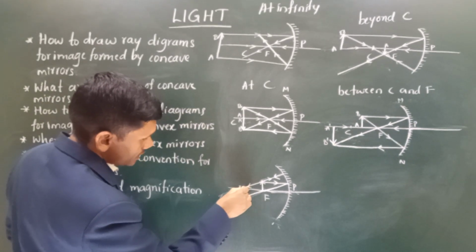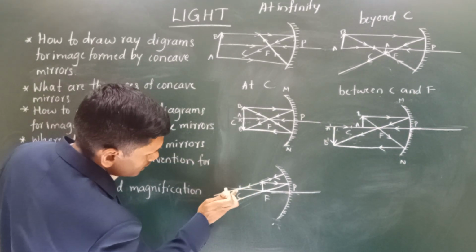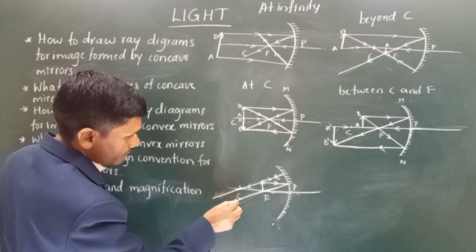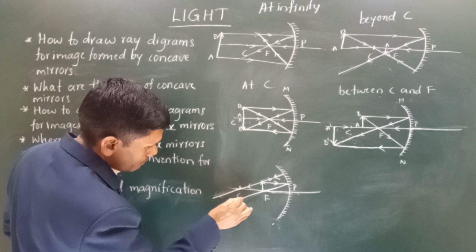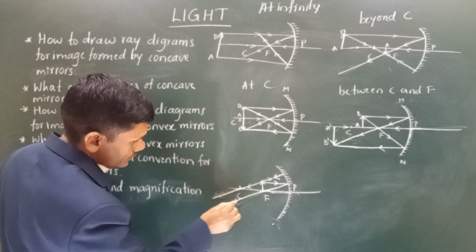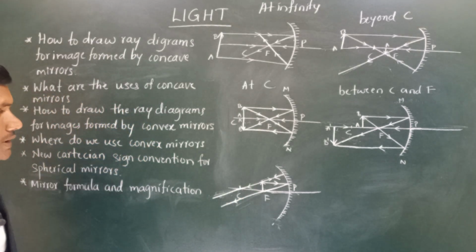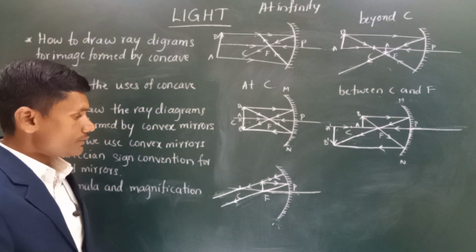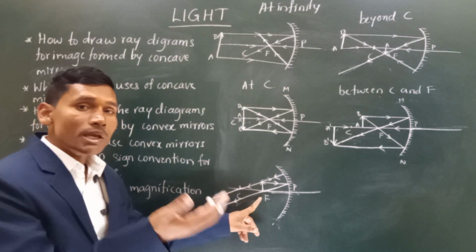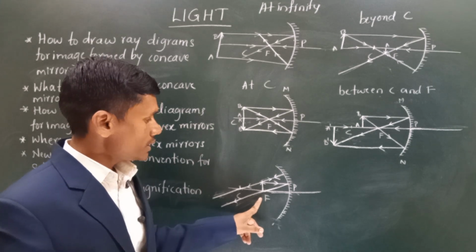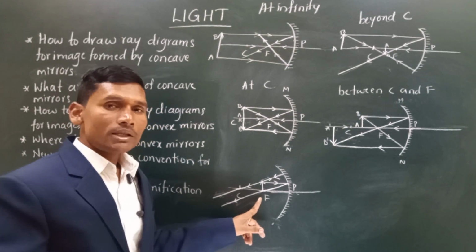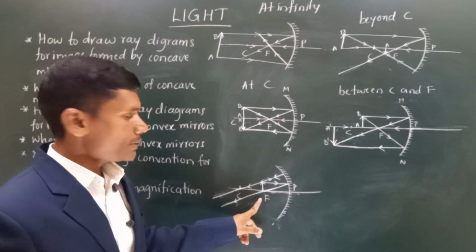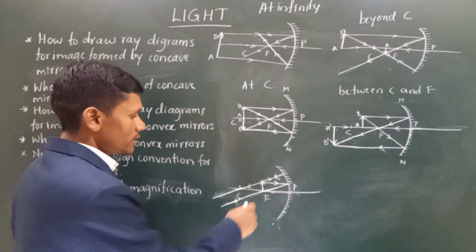Let us take this exactly up to the mark. See, they appear to be parallel. It means the image is formed at infinity. When the object is at F, the image is formed at infinity. When the object is at infinity, the image is formed at F. If you learn this, the other will be very easy to understand.